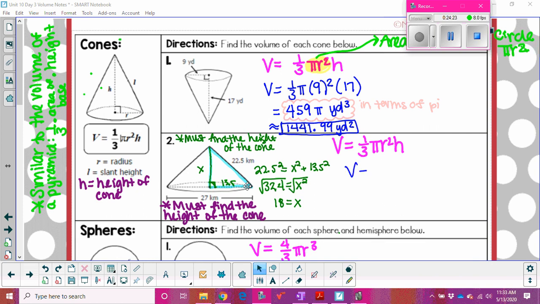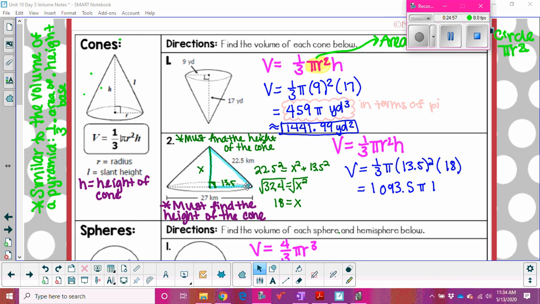Okay, so we have that the volume is 1/3 times pi times our radius of 13.5 squared times the height, which is 18. We're going to get this in terms of pi first. So 1/3 times 13.5 squared times 18 is going to give you 1,093.5 pi cubic kilometers.